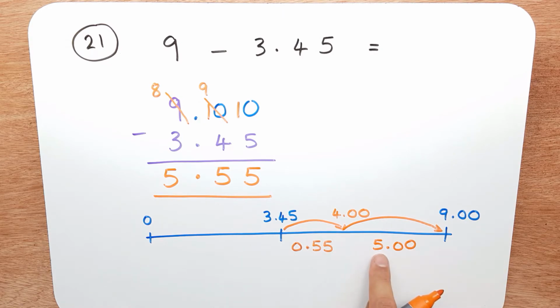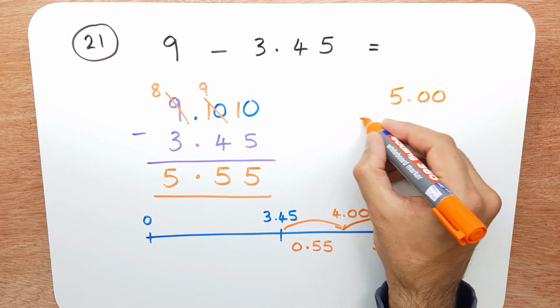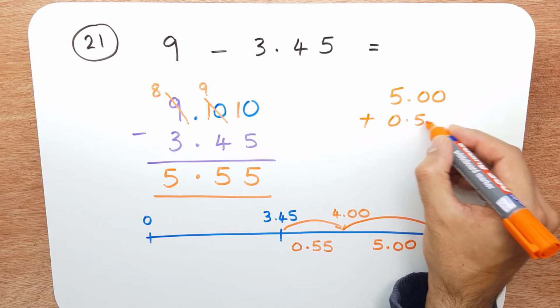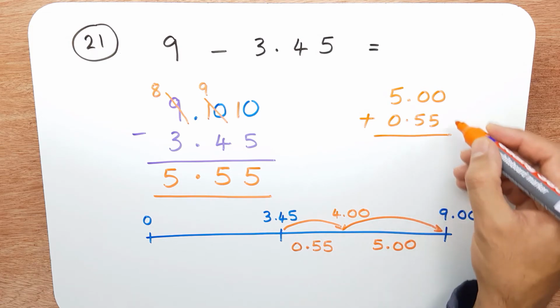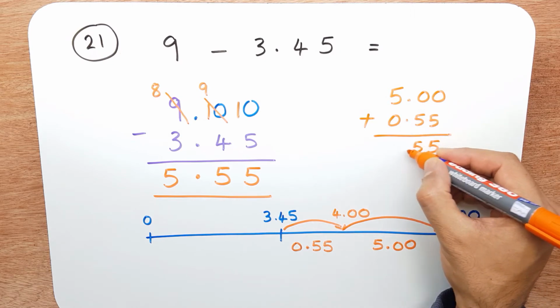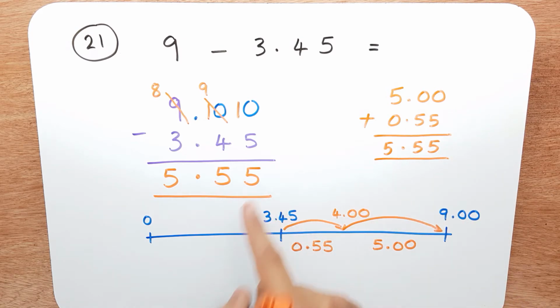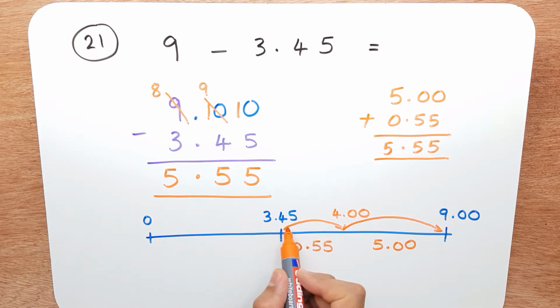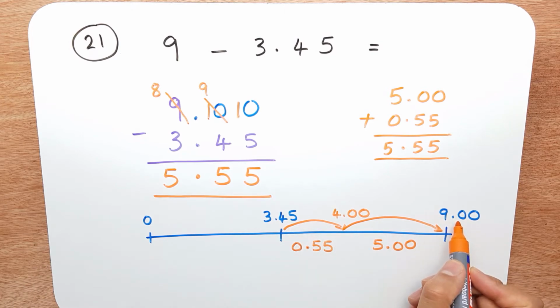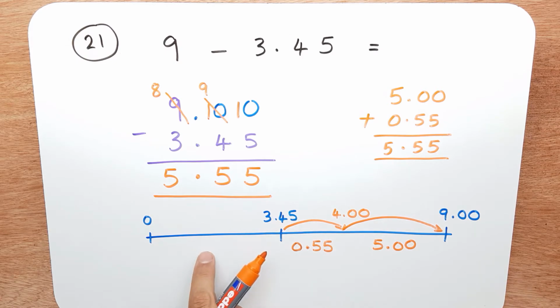Now I do column addition with these two. 5.00 plus 0.55, and I simply add these, and if you look carefully I will get exactly the same answer as before. This is another way of doing it, and treat this as money. So £3.45 to £9, or £9 take away £3.45. It's your choice, whichever way you want to do it.